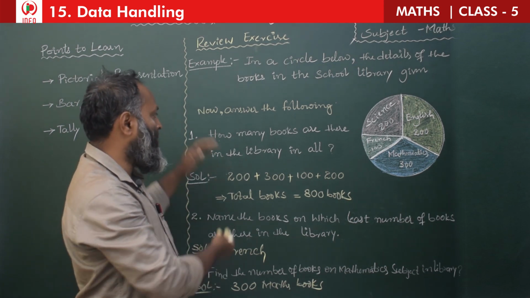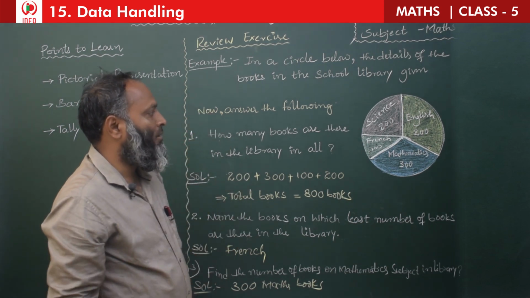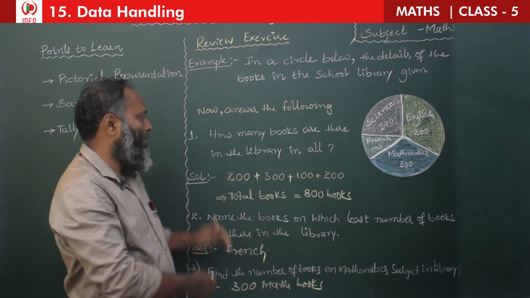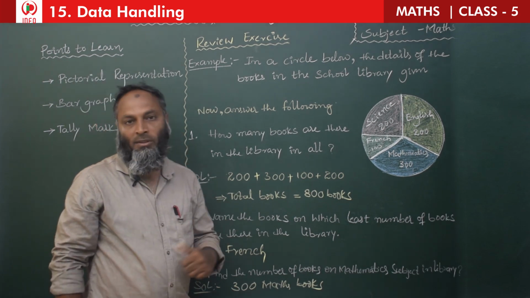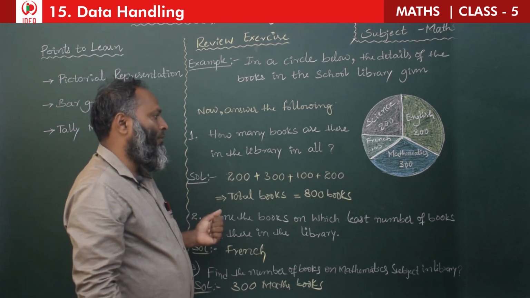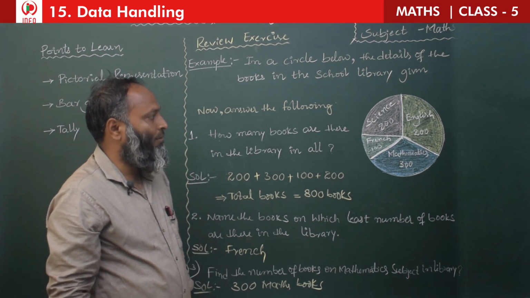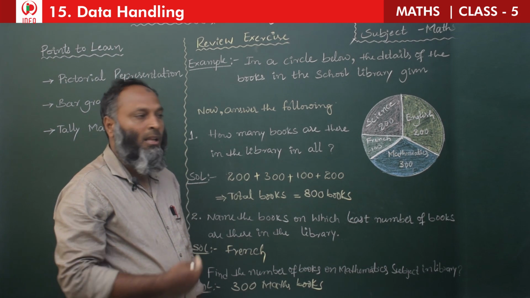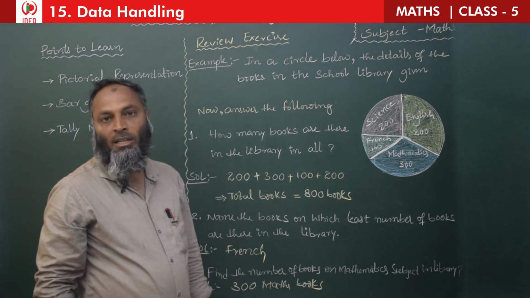So this is the information given. According to the information, first we should understand the question, what he is asking. And then we should take that information from the pie chart and write that answer.